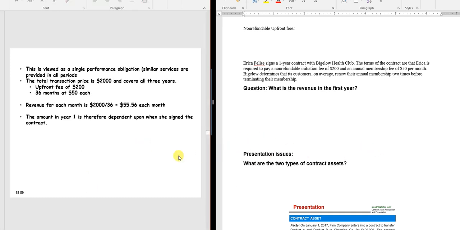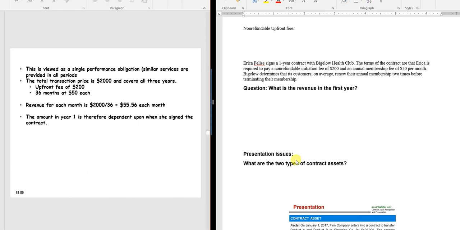So what is the revenue in the first year? This is viewed as a single performance obligation. The total transaction price is $2,000 and covers all 3 years. It is an upfront fee, and I guess they're going to renew it 2 more times, so I have 3 years of membership. So I have 36 months at $50 each as the normal membership life. And so the revenue for each month is $2,000 divided by 36, $55.56 each month.